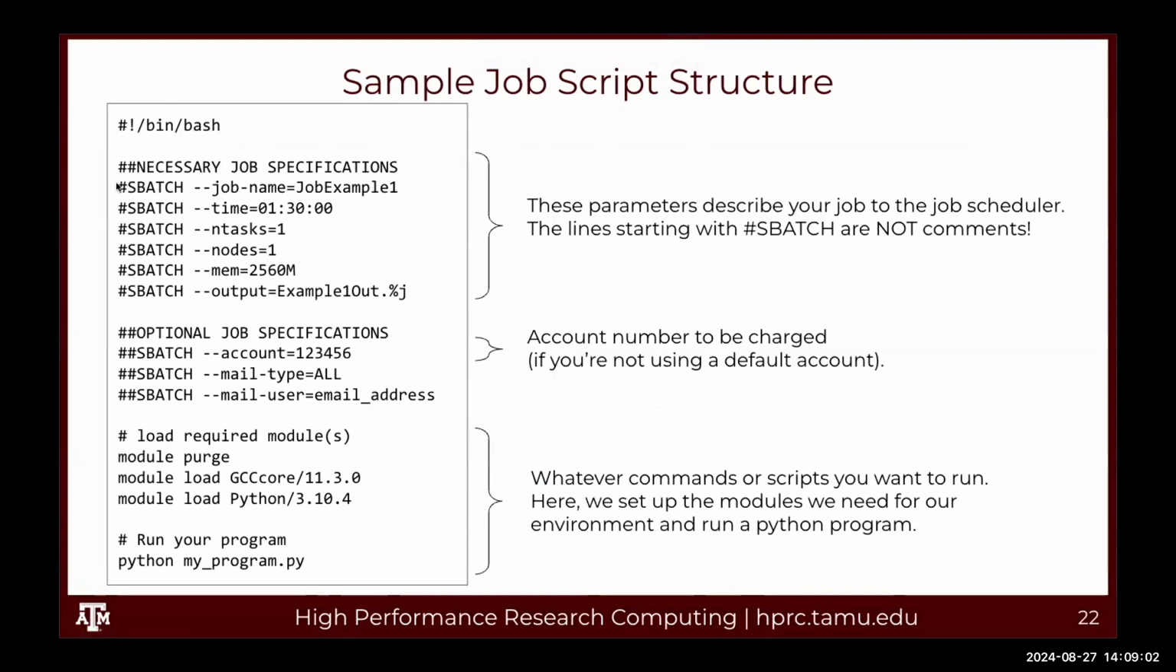Then we have some specifications here. You're specifying your job name here, so you can provide the job name you want. You're setting the wall time here. Here it's 1 hour, 30 minutes, but you can set it to more or less. Ntasks is the number of tasks you're trying to set. Then you can set the number of nodes you want, the amount of memory you want to allocate to your job, and even the name of the output file that is generated after your job is executed.